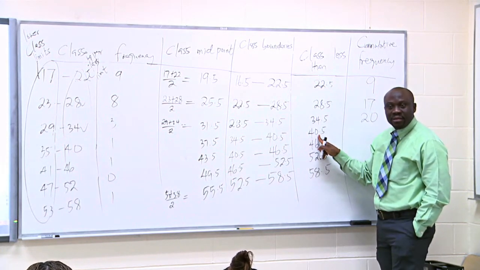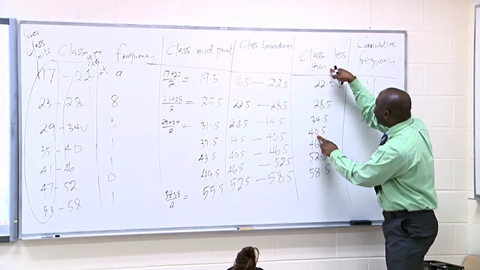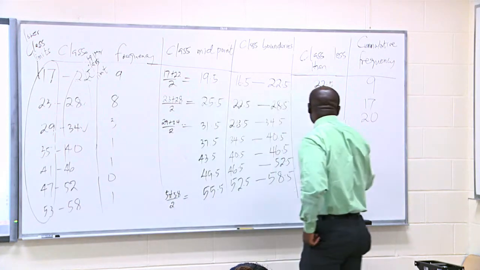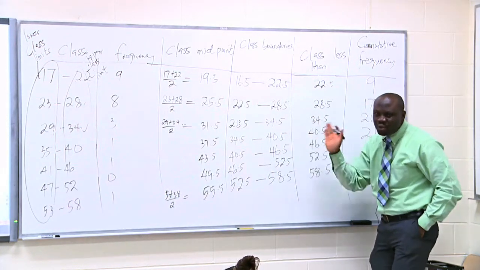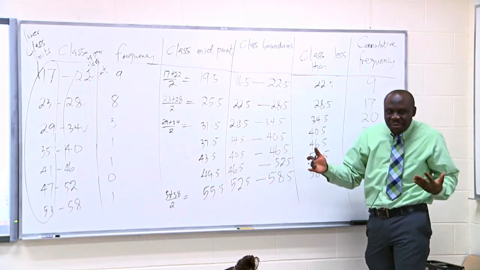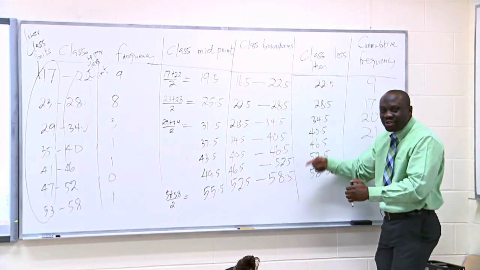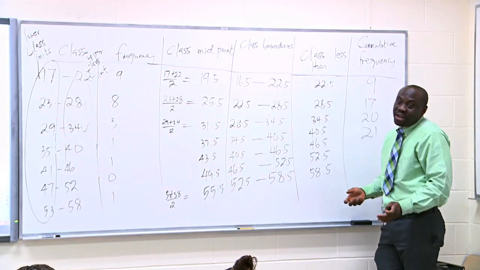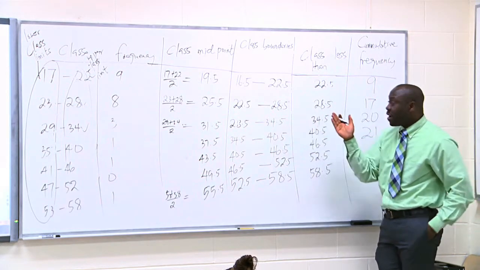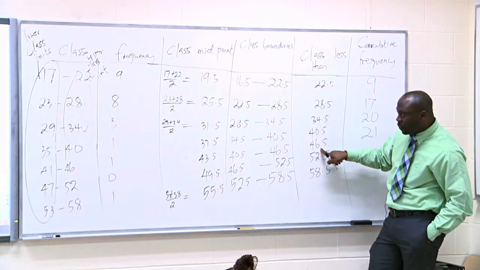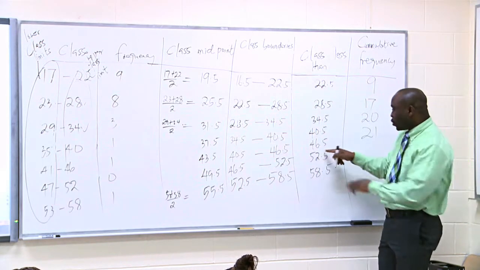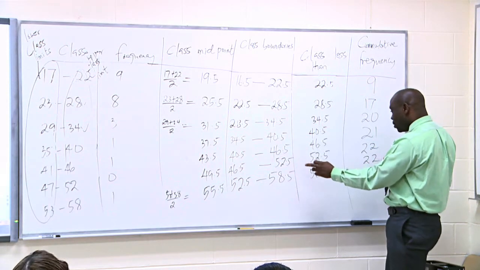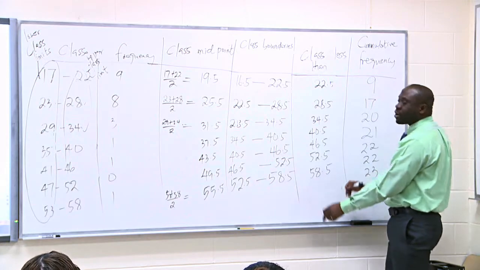40.5. How many classes are less than 40.5? We go back here. 1, 2, 3, 4, 21. So now that you know the pattern, do we really have to go back and forth? No, really. All you have to do is add the next frequency to this, to that, until you get to the end. But if it doesn't make sense, move back and forth. 21. We go to 46. So it's going to be 22. 50. Still 22. 58. 23.